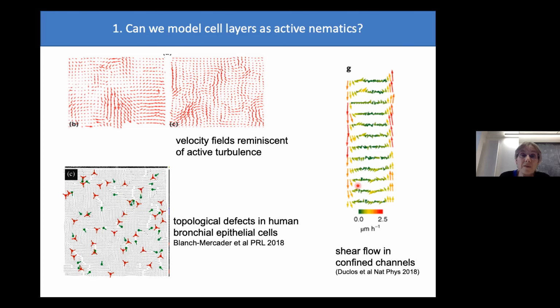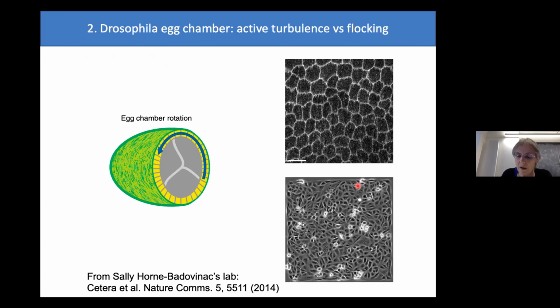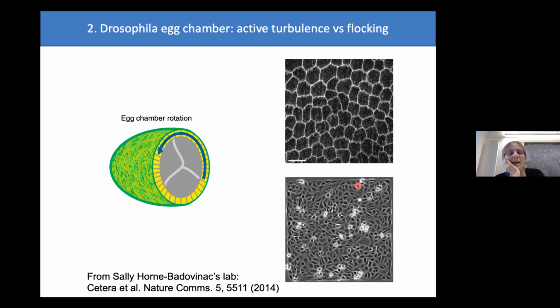So there's certainly a lot of evidence that these things are starting to look like active nematics. So then another question. This is an experiment from Chicago, from Sally Horn-Badavinak's lab. And this is the egg chamber of Drosophila, and the eggs grow in the middle. And around the outside is a layer of cells. And this layer of cells doesn't just sit there, they move in a certain direction.